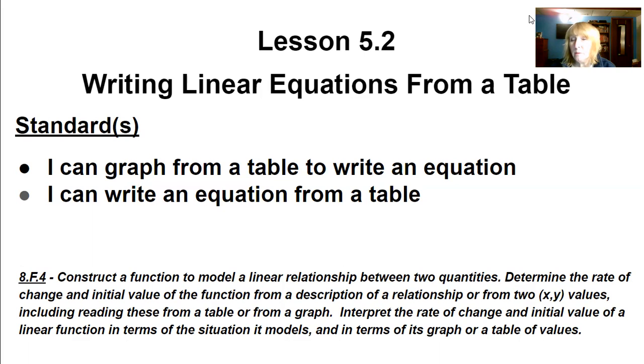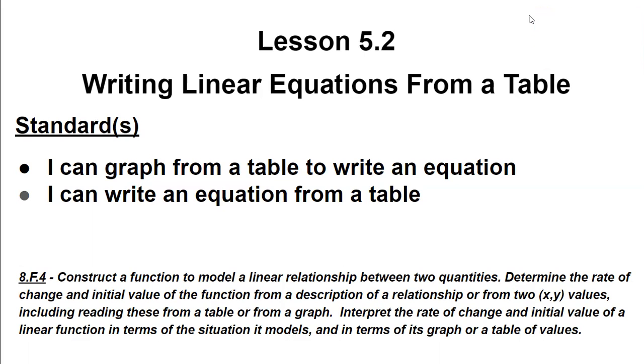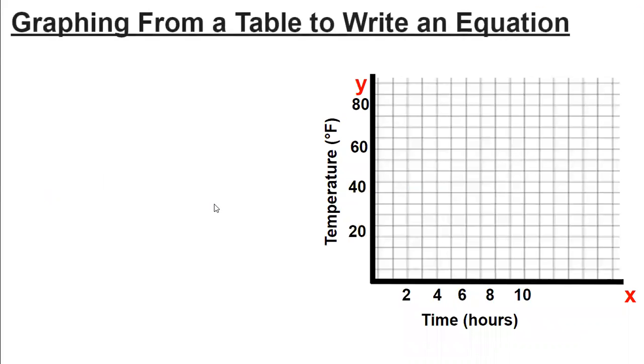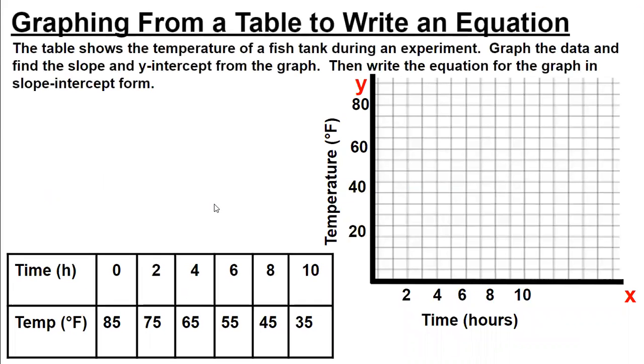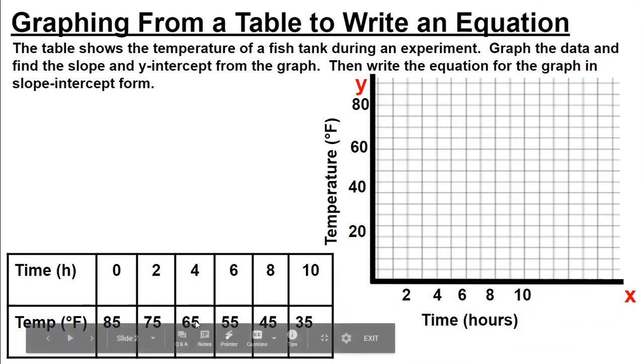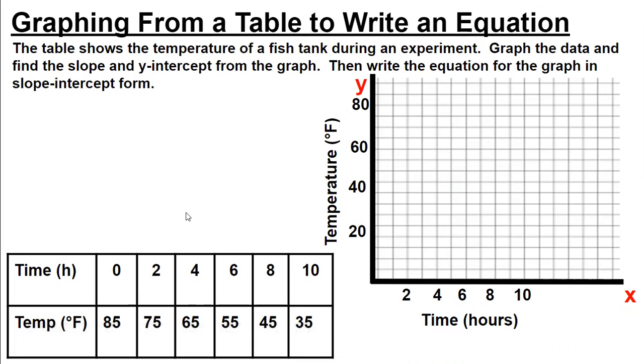Okay, so let's minimize myself and we will continue. Okay, graphing from a table to write an equation. The table shows the temperature of a fish tank during an experiment. Table's down here. Graph the data and find the slope and y-intercept from the graph. Then write the equation for the graph in slope-intercept form. Remember back, one of the lessons was talking about the 3 different ways you can write linear equations. There was the point-slope form, the slope-intercept form, and then the standard form. So we're mainly working in the slope-intercept form.